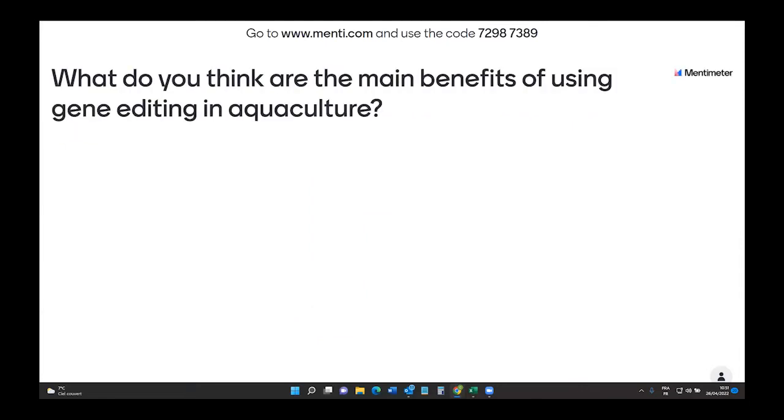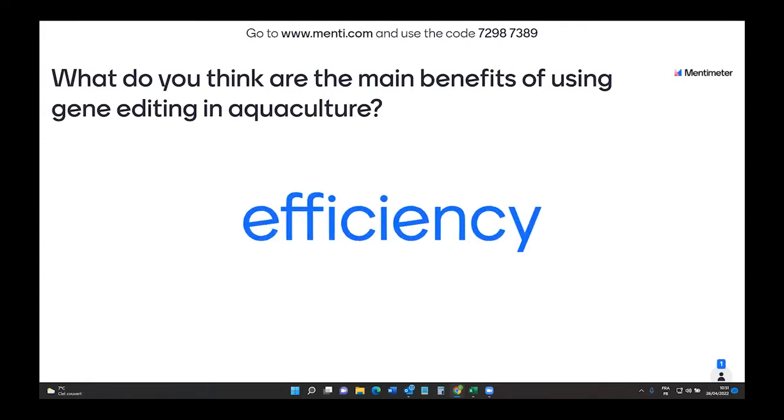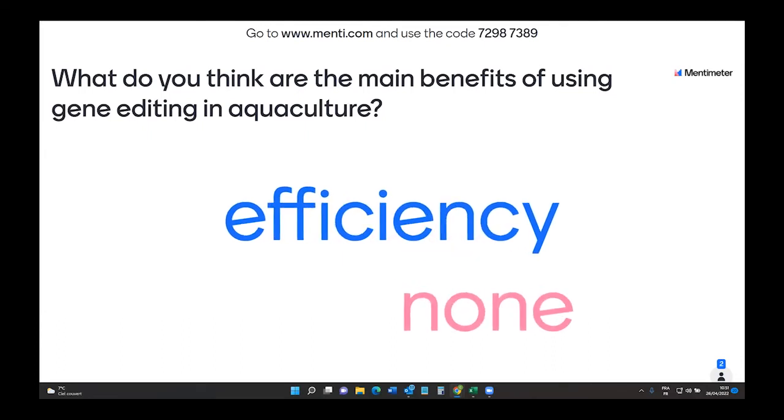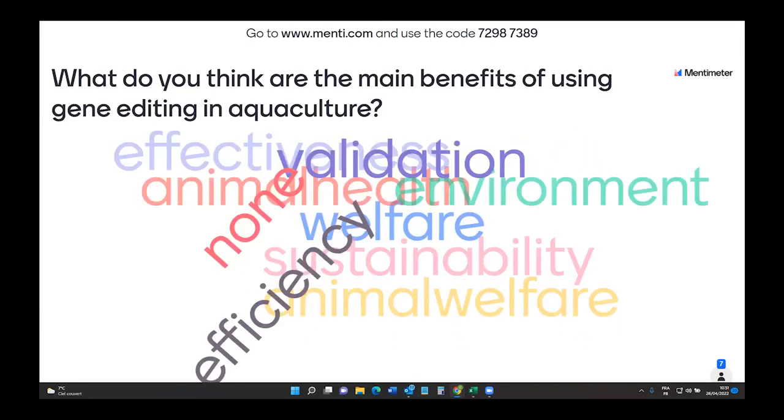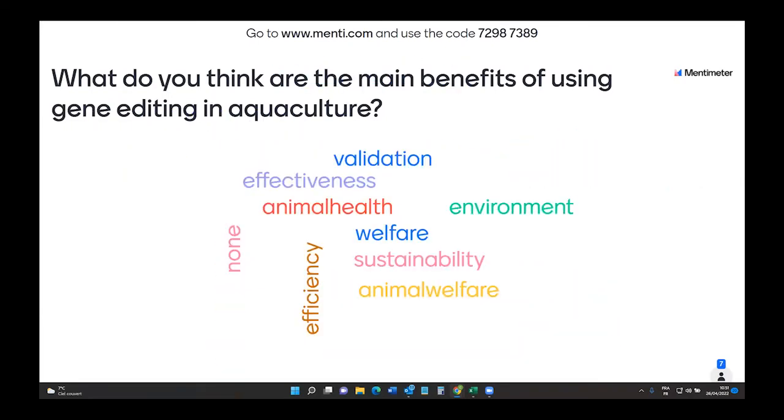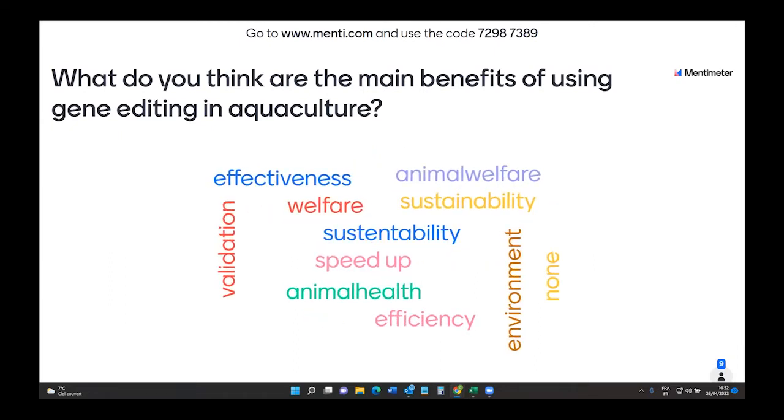Yes, the next question, it will be a word cloud. So what do you think are the main benefits of using gene editing in aquaculture? So you can enter a word here. Here we go. Someone has to be first, and we're in there. And always interesting to hear what different points of view come forward.